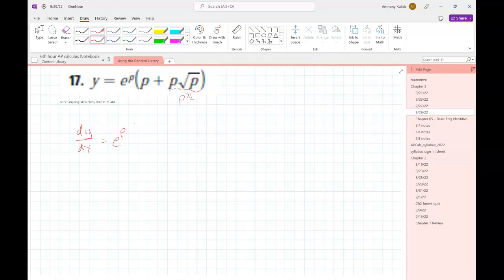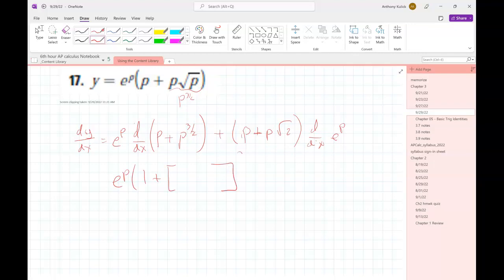Wait, if you were to do it as a double product rule, would you just find the derivative of P times P and then add it to the derivative of P and then do the product rule of that? So you'd have a product rule inside of another product rule. So I still have e to the p, then I'd have to the first, and then plus inside here would be my other product rule, and then I would keep on going.